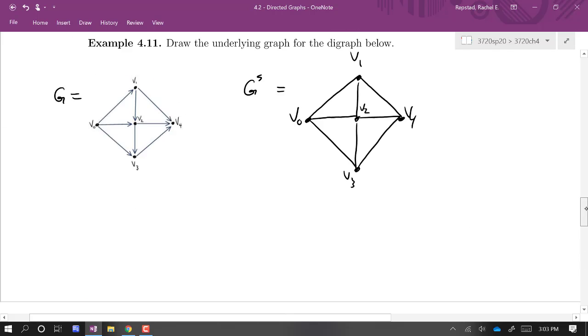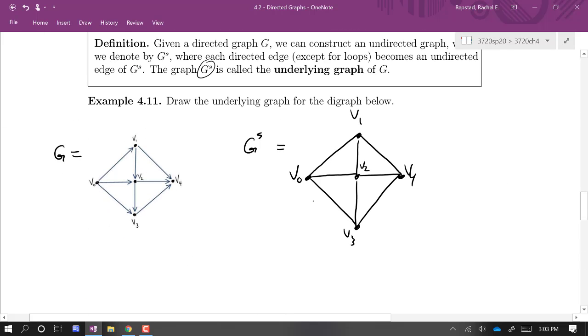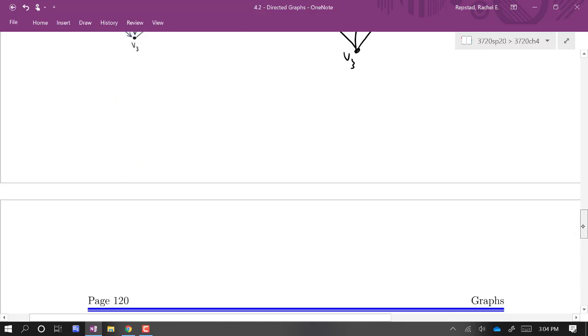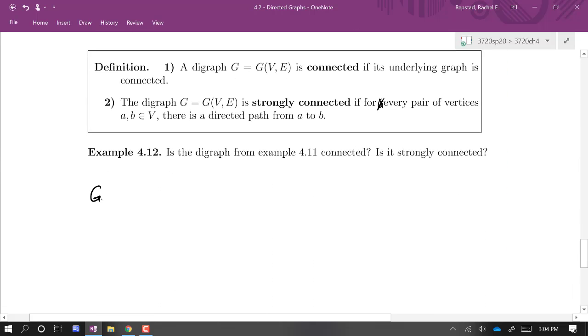So in this graph here, G is connected, as we already noticed that the underlying graph is connected, but it's not strongly connected because if I start at V4, I cannot get to any other vertex. There's no path from V4 to V0, right? And in fact, there's no path from V4 to any of the other vertices. So G is connected because its underlying graph is connected.